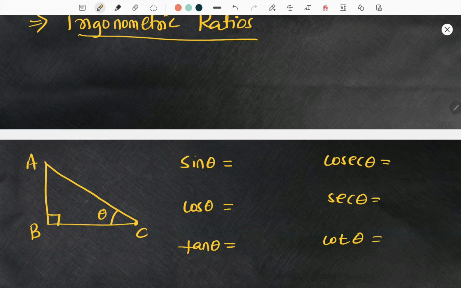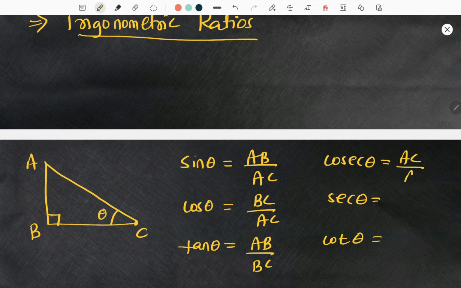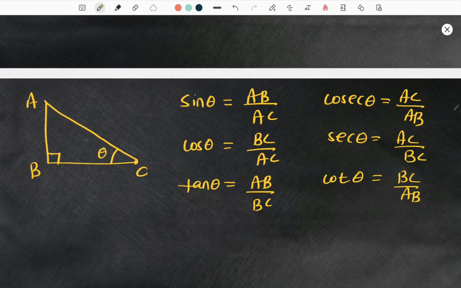What is sine theta? That is going to be AB divided by AC. Cos theta is nothing but BC divided by AC, and tan theta is AB divided by BC. Cosecant theta is reverse of sine theta, that is AC divided by AB. Secant theta is reverse of cos theta, that is AC divided by BC, and cot theta is reverse of tan theta, that is BC divided by AB. So you must be having an idea about all these things.